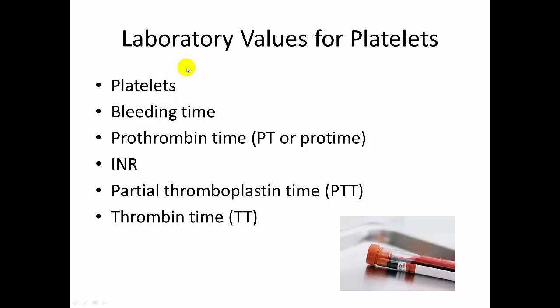So we're going to look at labs that check the platelet count. How many platelets are there? How many platelets should there be? So we should have, depending on the resource that you look at, 150,000 to 400,000 platelets is normal. Bleeding time is done by putting a blood pressure cuff on, and then they make a little cut and use some blotting paper, and they're counting the seconds till it stops.